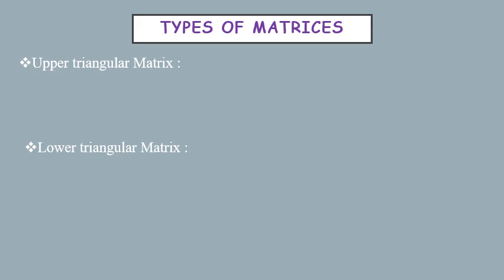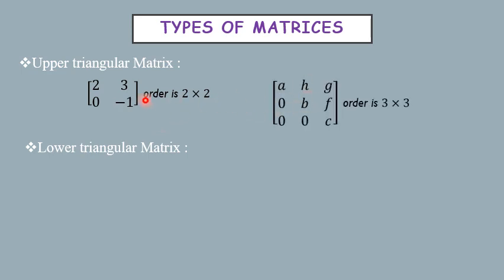There are two types of triangular matrices. First one upper triangular matrix and next one lower triangular matrix. So upper triangular matrix is a square matrix in which elements below the diagonals are 0. Okay, so this is a square matrix. This is also a square matrix. So here elements below the diagonals are 0, and here also, this is the diagonal elements, okay, and elements below the diagonal elements are 0. So such type of matrix is called upper triangular matrix.